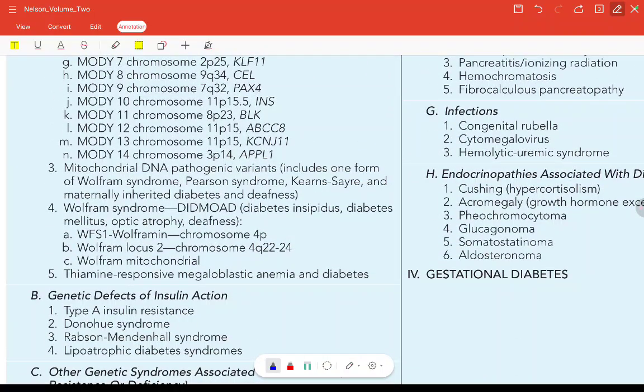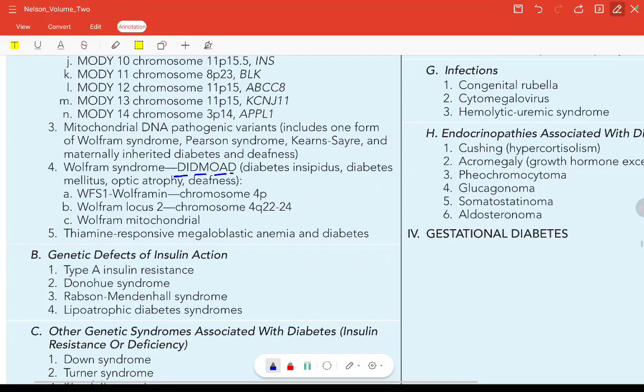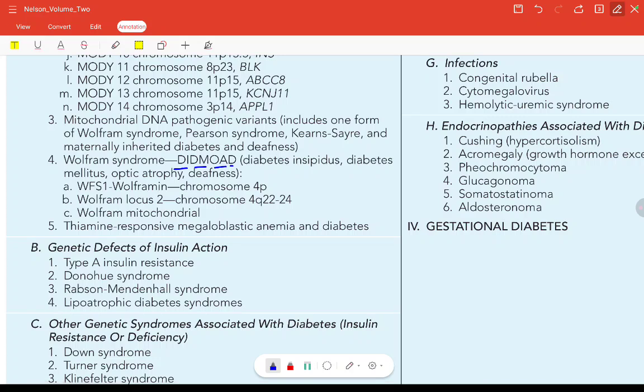Then there is something called the mitochondrial DNA pathogenic variant, including one form of Wolfram syndrome, Pearson syndrome, Kearns-Sayre syndrome, and maternally inherited diabetes and deafness. Wolfram syndrome, that is DIDMOAD: diabetes insipidus, diabetes mellitus, optic atrophy, and deafness. Starting with the WFS1, this is under Wolfram syndrome. Wolframin chromosome 4p, Wolfram locus 2 chromosome, and Wolfram mitochondrial. Thiamine responsive megaloblastic anemia and diabetes.